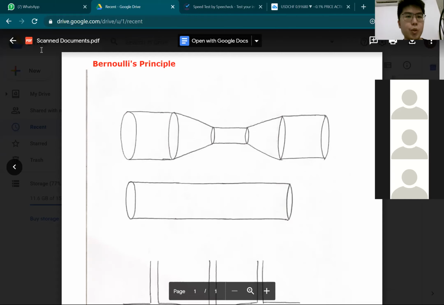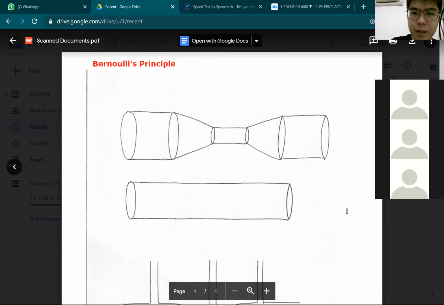Now we come to Bernoulli's principle. Now, Bernoulli's principle is also about pressure, but pressure of a moving air, or a moving fluid. It can be liquid or air lah. Okay, now here, let's look at the first diagram.